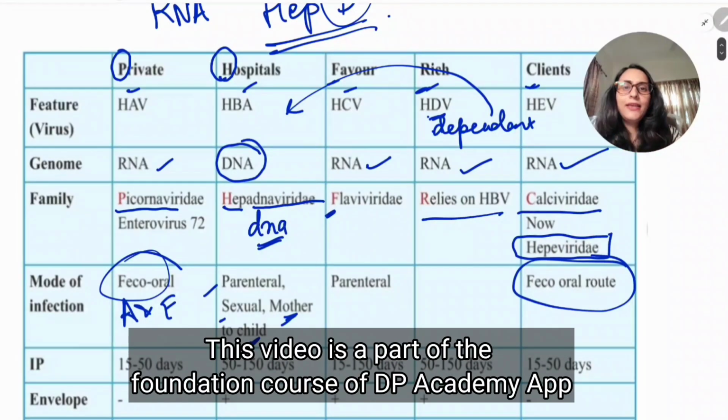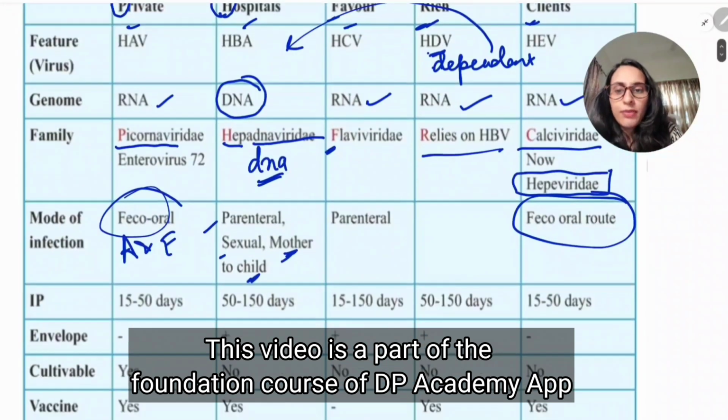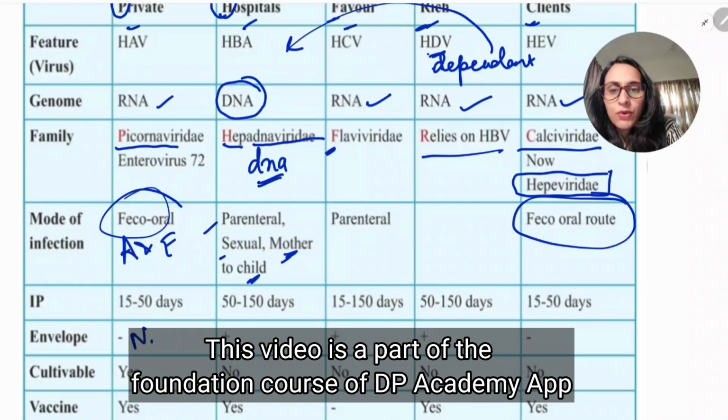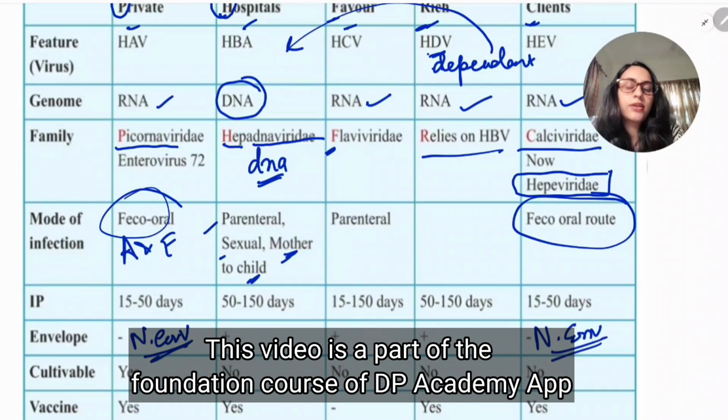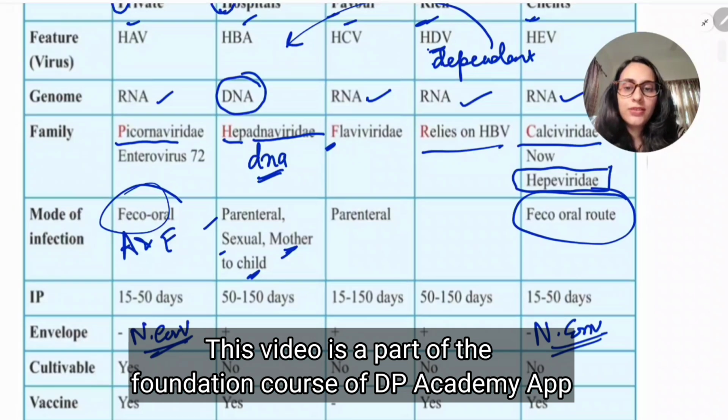So hepatitis A and E have similar features because both of these cause gastroenteritis. If you remember, I told you that non-enveloped viruses cause gastroenteritis because they are not broken down by the bile salts in the body. So hepatitis A and E, because they are non-enveloped, cause gastroenteritis. Hepatitis A and E are transmitted by the fecal-oral route. So A and E have a lot of similarities. Both are non-encapsulated, both are transmitted through the fecal-oral route, and the clinical feature is the same, that is gastroenteritis.